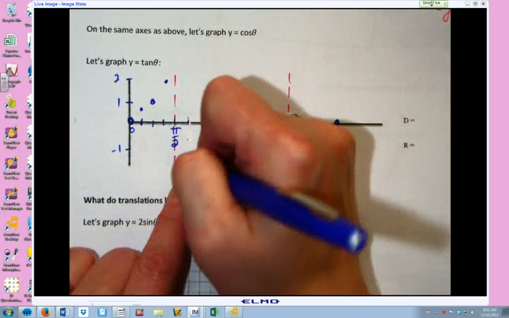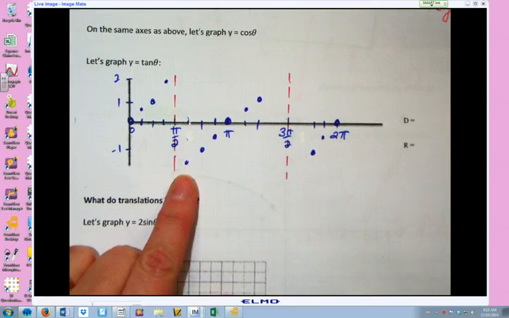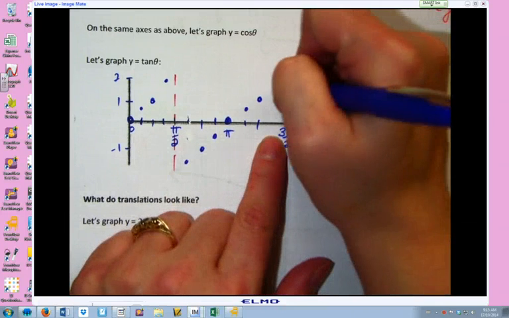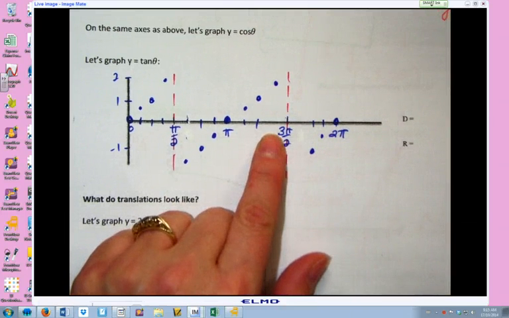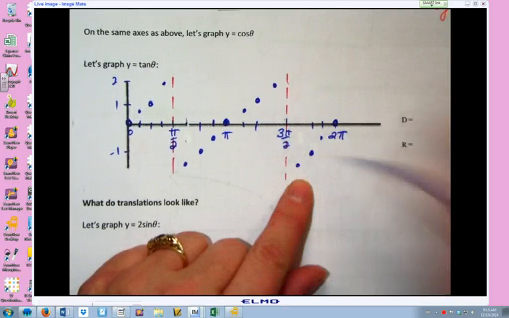Quadrant 2, it's going to be negative. Quadrant 3, it's going to be positive. And quadrant 4, it's going to be negative.